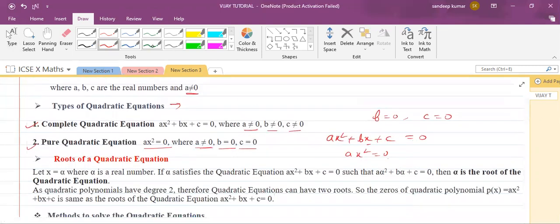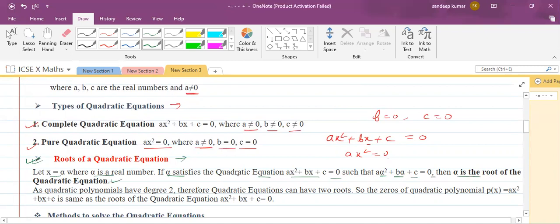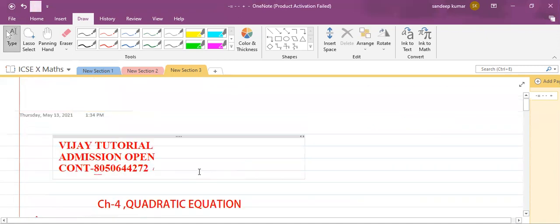Next very important concept is roots of a quadratic equation. Let x is equal to alpha, where alpha is a real number. If alpha satisfies the quadratic equation ax square plus bx plus c is equal to 0, such that a into alpha square plus b into alpha plus c is equal to 0, then alpha is the root of the quadratic equation. Am I clear? If alpha is the root, it will satisfy the equation.